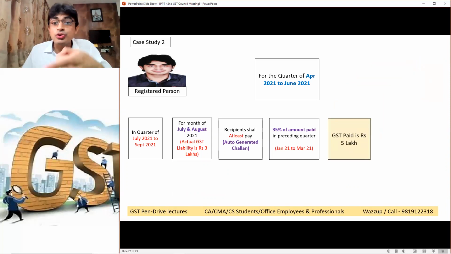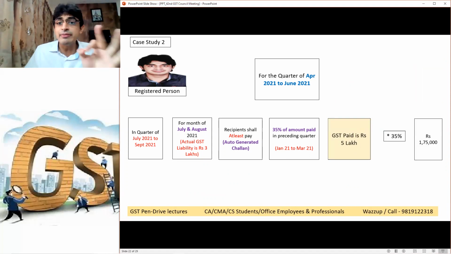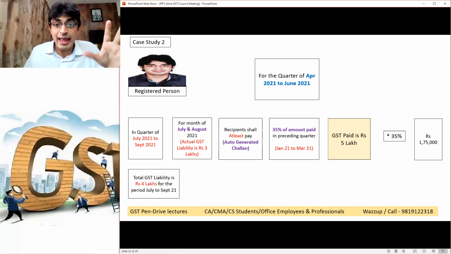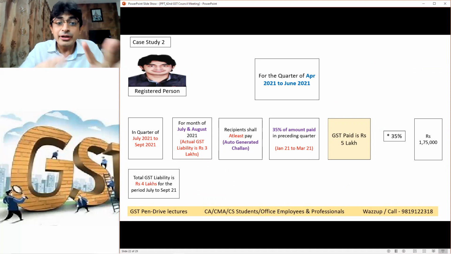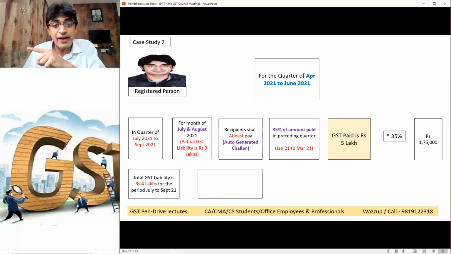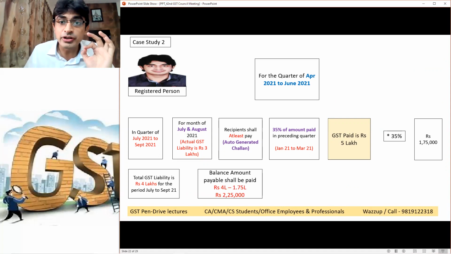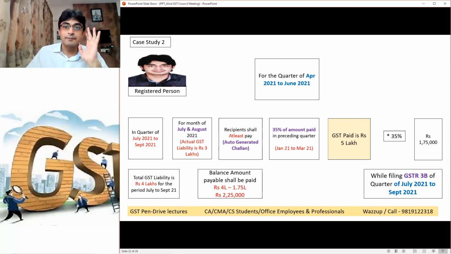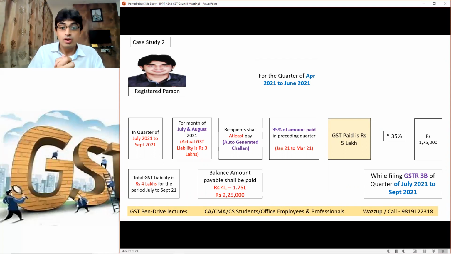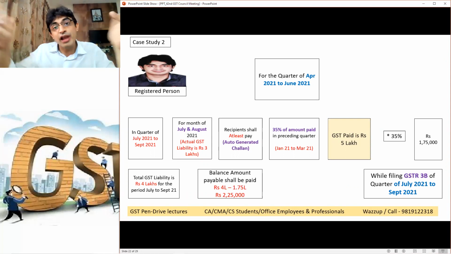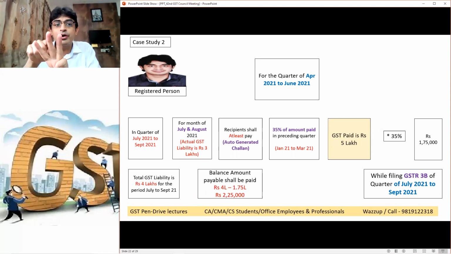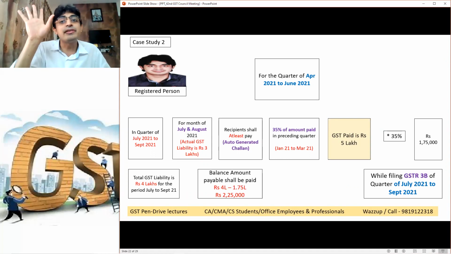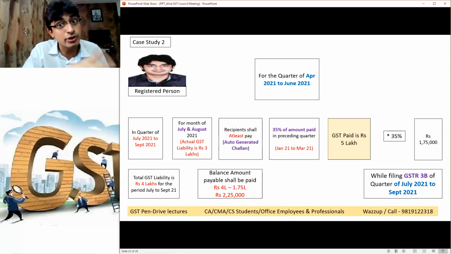So in April 21 to June, I paid 5 lakh, into 35% minimum. At least I will have to pay 1 lakh 75. And for whatever balance liability, suppose for July to September my total liability is 4 lakh, when I file GSTR 3B of September 2021, I will have to pay this balance 2,25,000. Correct? So this is what they are planning. So don't be too happy that now you will have to pay quarterly. No, minimum 35% of the amount paid in the preceding quarter, at least you will compulsorily have to pay. You can pay more, but not less.